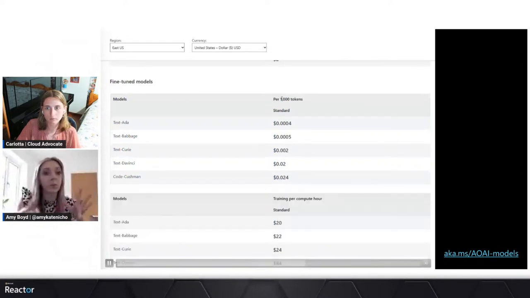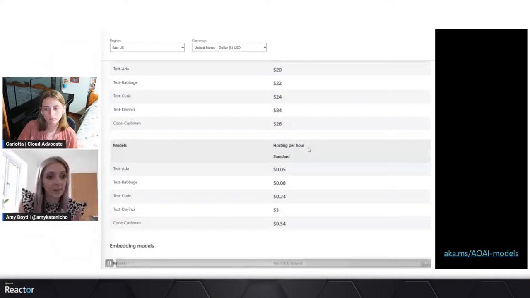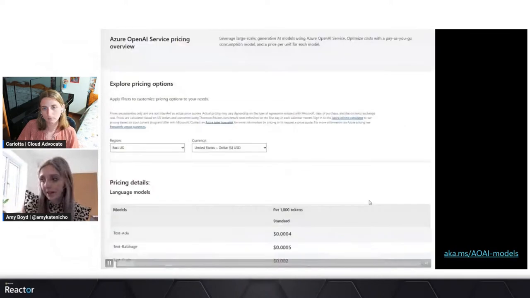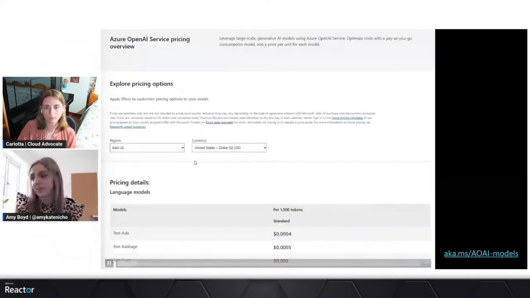on top of this, where you provide your data set to fine-tune a baseline model, that comes with hosting of these models, etc. So just consider the collective pricing. And I've popped that link in, AOAI, so Azure OpenAI, the different models available to you.